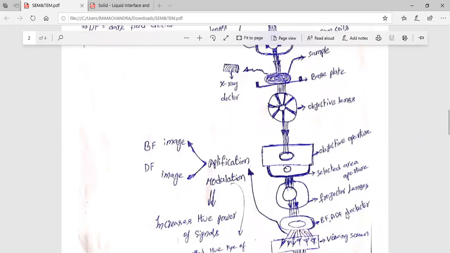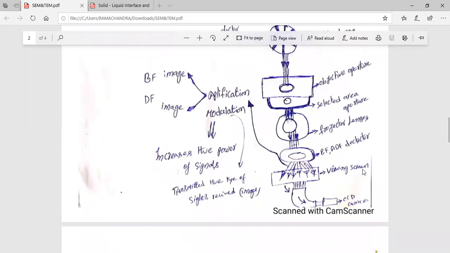Before the image reaches the viewing screen, we use the detectors. In the detectors, amplification and modulation take place. These are the bright field detector and the annular dark field detector. By using these two detectors, we detect the image, size or shape of the nanoparticles before viewing it on the screen.